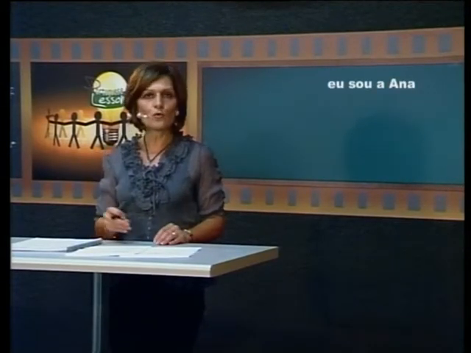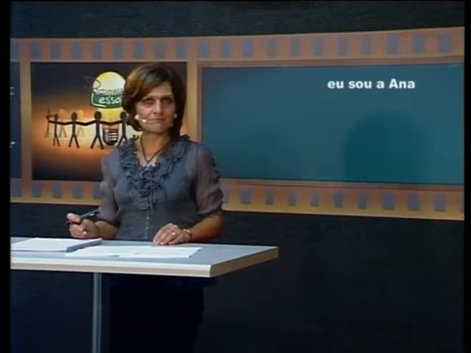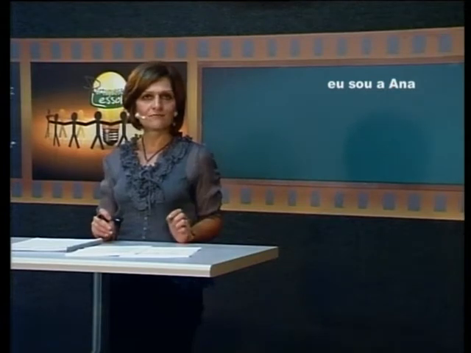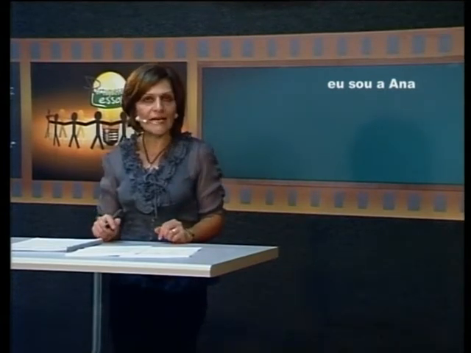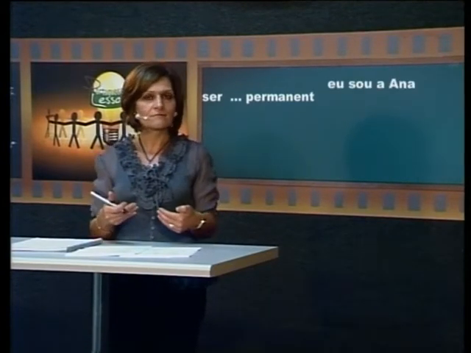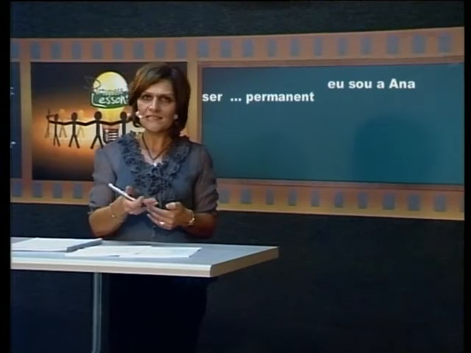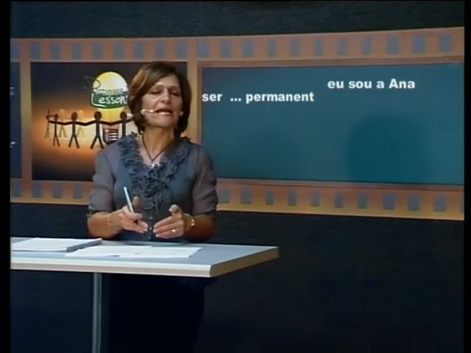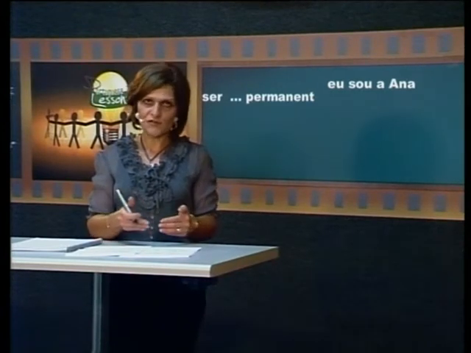How did you say I am Anna? Correct. Eu sou a Anna. There we go. We've got eu sou, belonging to the verb ser, the permanent. And why permanent? I am Anna. It's your identity. It's permanent. Whether you like it or not, you are going to be Anna for a very long time. So eu sou, permanent. Okay?